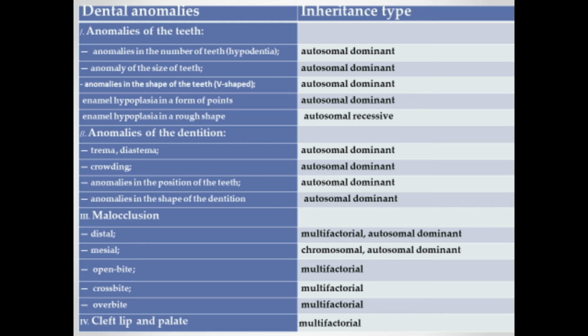The same type of inheritance is typical for abnormal position of the teeth in case the probands have distal or mesial occlusion. However, open bite, cross bite and overbite have a multifactorial type of inheritance. V-shaped jaws have a codominant type of inheritance. It is known that in cases when a dental anomaly is just a symptom of a complex inherited disorder, this dental anomaly has a chromosomal or autosomal recessive type of inheritance.